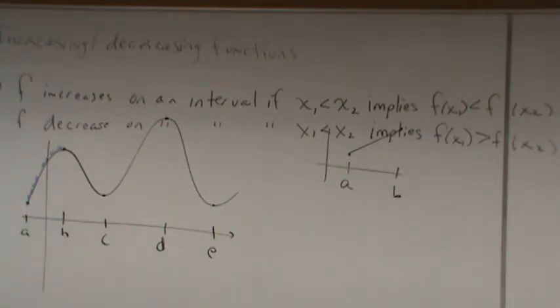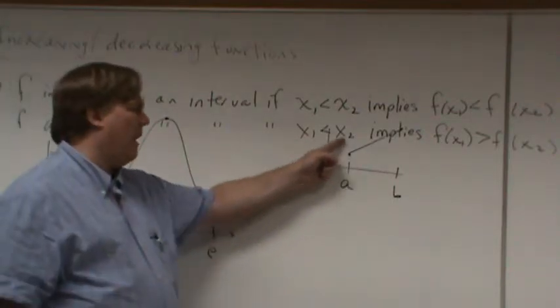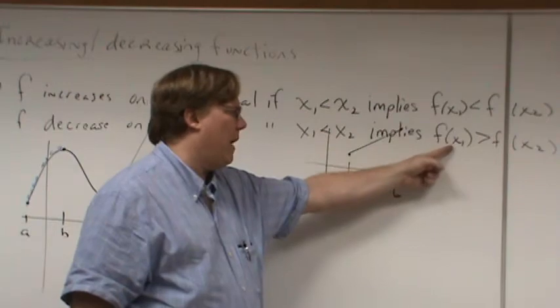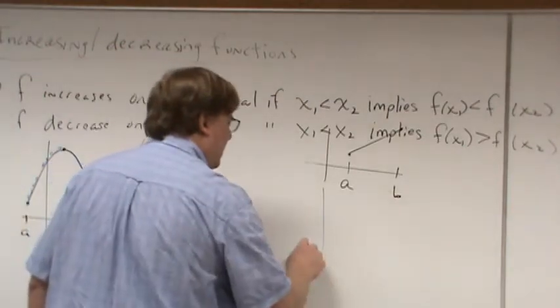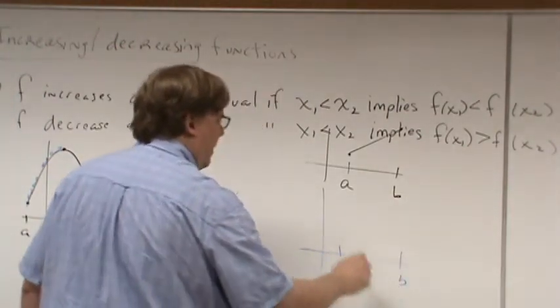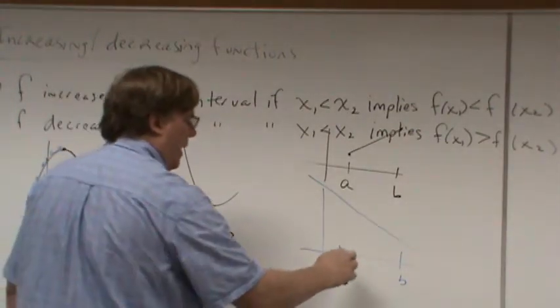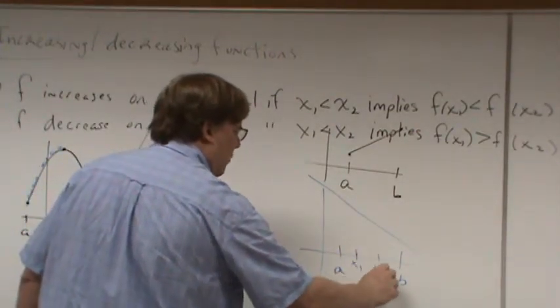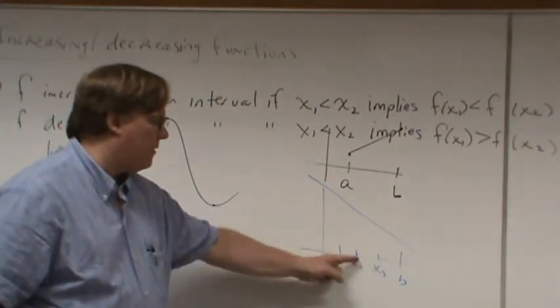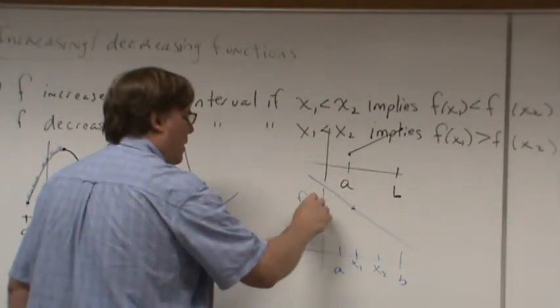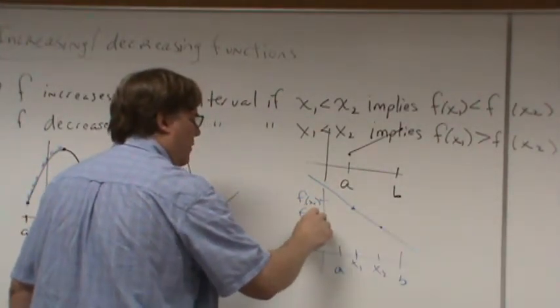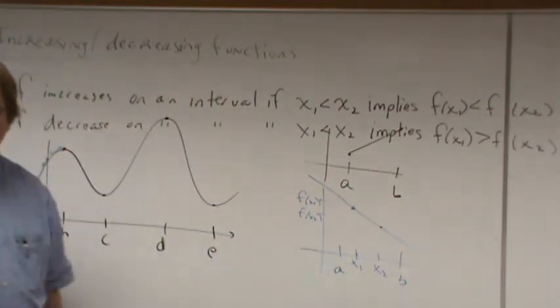Hey, Mr. Shana? What? Why is it x1 less than x2 for the second one? Shouldn't it be greater than? No, if one x lies to the left of the other x, then its y value will be greater than the other guy's y value. That's if my function is decreasing from A to B. If I had two random x's, x1 and x2, and x1 lies to the left of x2, x1 is less than x2, then f of x1 is going to be greater than f of x2 because it's decreasing.